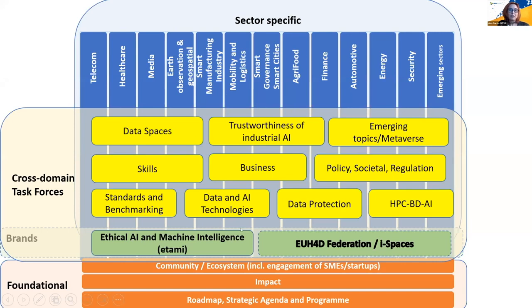Please focus on the yellow and the green, because the verticals are many and the foundational task forces are quite generic. But then here you see the key topics of course, data spaces, trustworthiness of industrial AI, where also we are working now. We integrated a community of ethical AI and machine learning and machine intelligence. And interestingly as well, because in emerging topics, we are for, let's say, 6 months or more, the community has been working in the metaverse. And actually, this has been launched very recently officially with the BDVA.